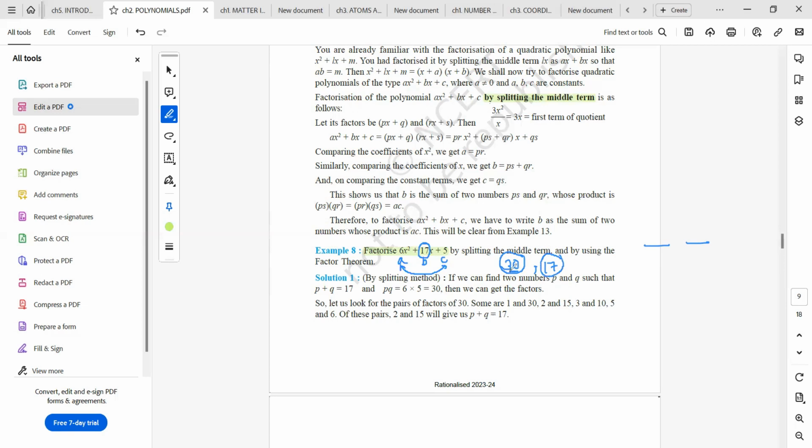Okay. So like 30. How can we have 30? We can have like 3 tens are 30. But 10 plus 3 is not 17. 10 minus 3 is also not 17. Then what can we have as 30? 10 and 3 is not possible.